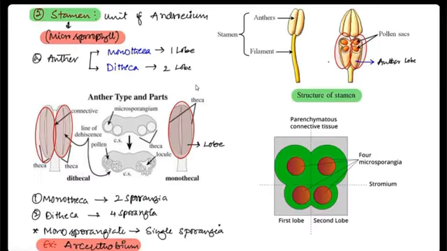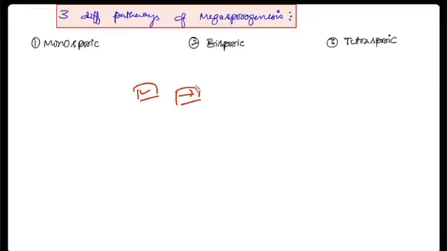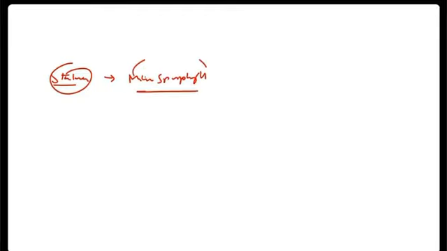So this is all about the female reproductive structure, which is pistil. So now we can start our discussion about stamens. As we discussed earlier, stamens are nothing but the unit of androecium, and the stamen is also called microsporophyll.